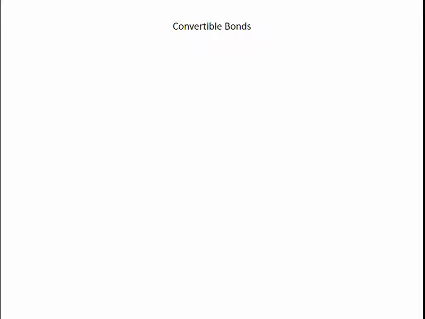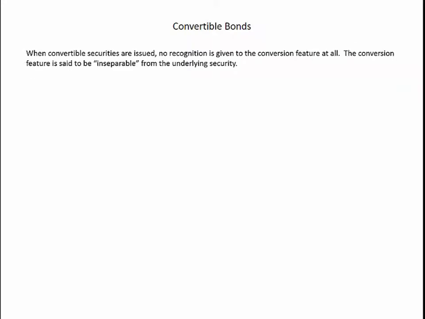Let's go ahead and talk about convertible bonds first. When convertible securities are issued, no recognition is given to the conversion feature at all. The conversion feature is said to be inseparable from the underlying security. If you've got a convertible bond, if you own the bond, you own the convertibility. You can't keep the bond and sell the conversion feature. It's not a separable investment.